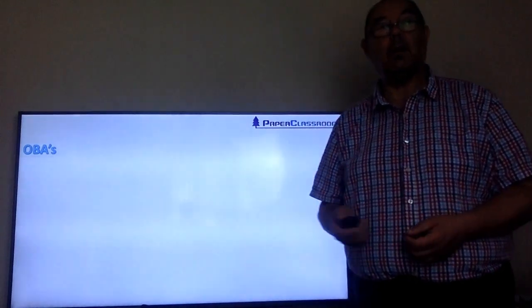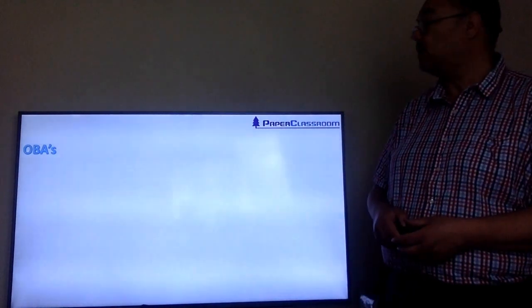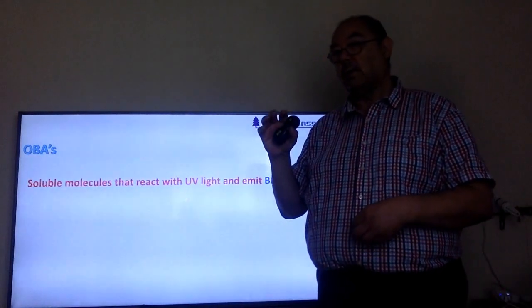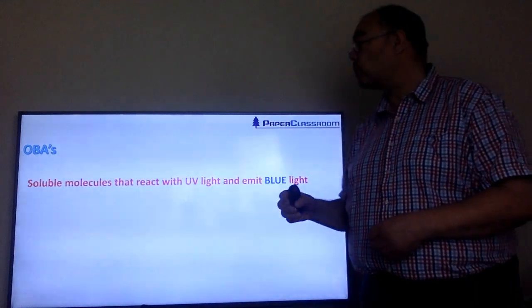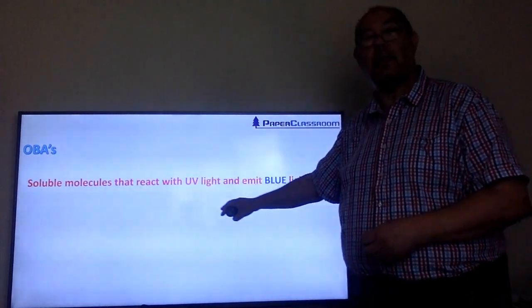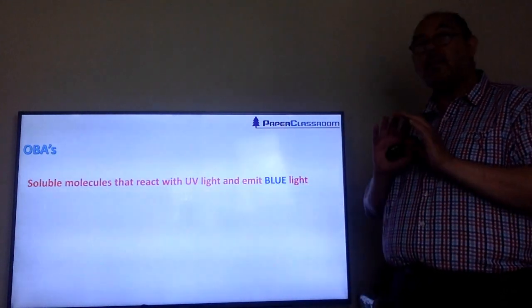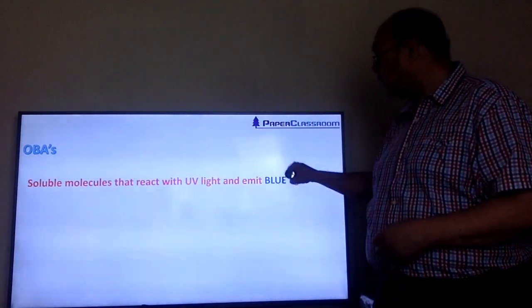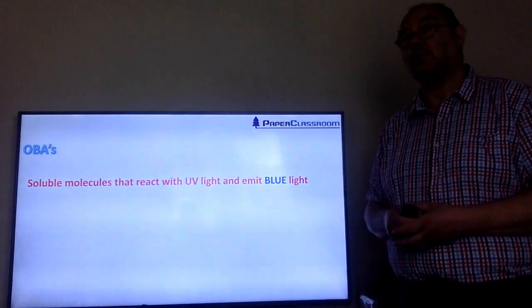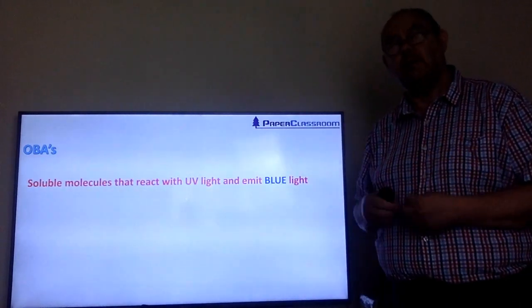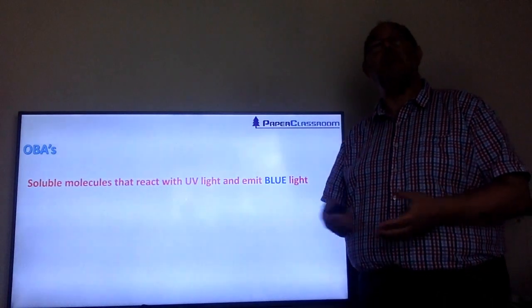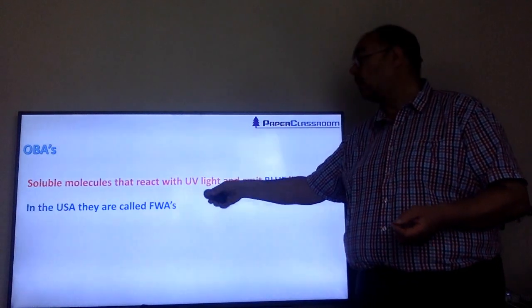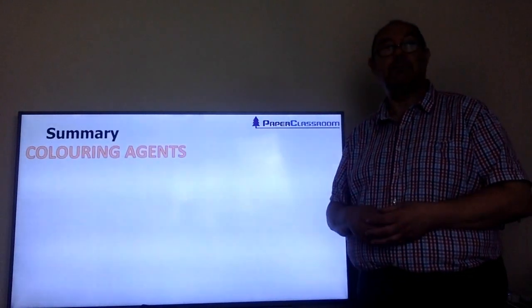And then finally we've got optical brightening agents, or FWAs as the Americans call them. These are soluble molecules, highly conjugated double bond systems, and they react with ultraviolet light. They absorb ultraviolet light and then they re-emit it in a different part of the spectrum. They emit it in the blue part of the spectrum, and the human eye gets a bit confused and thinks that blue is white, so it makes things look whiter for us. So as I mentioned before, in America they're known as FWAs.